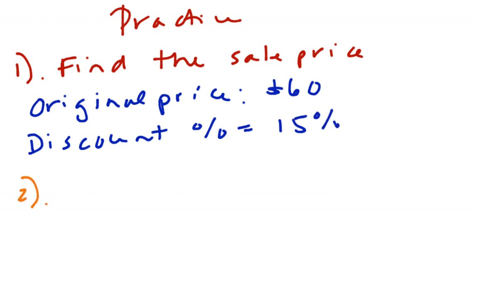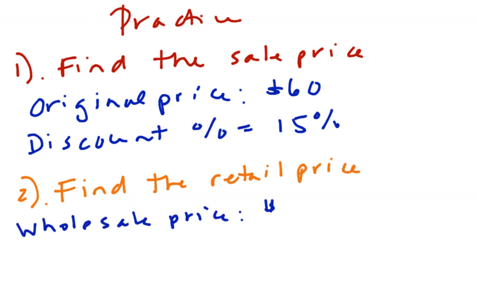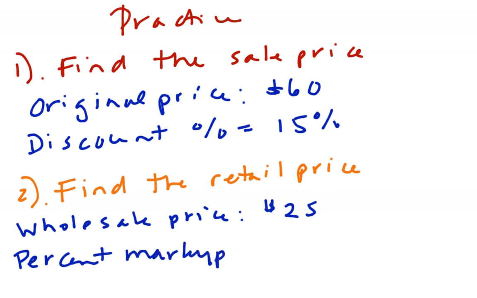Problem 2 is going to be find the retail price given a wholesale price of $25 and a percent markup of 65%.